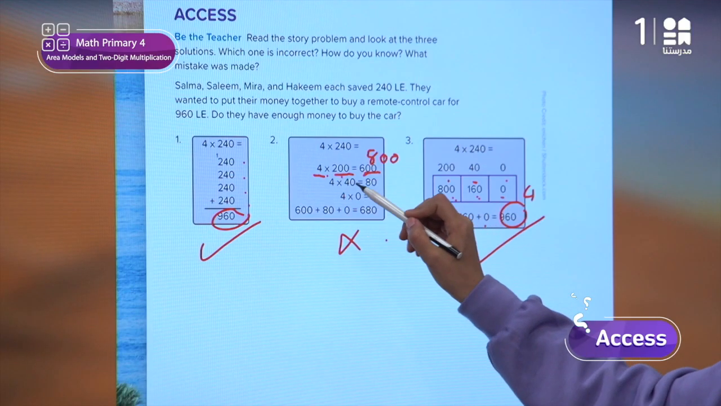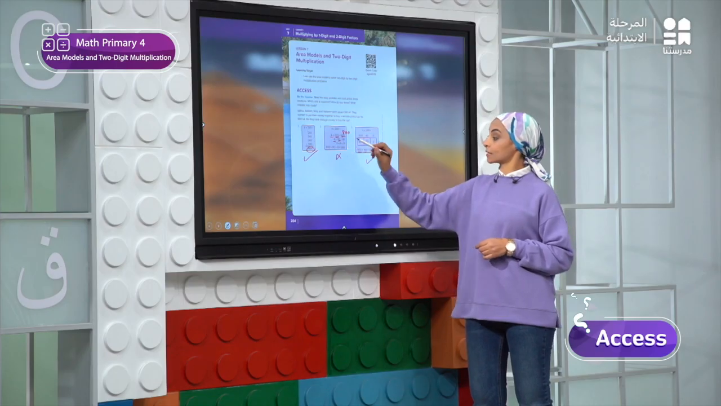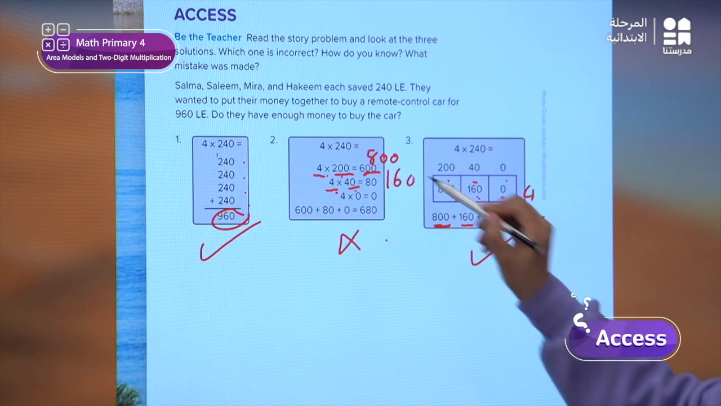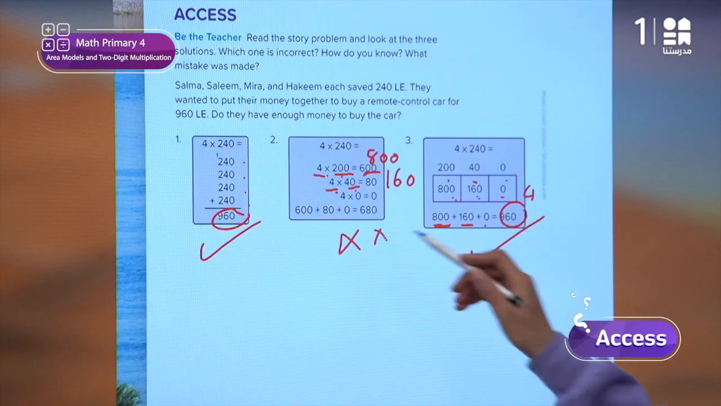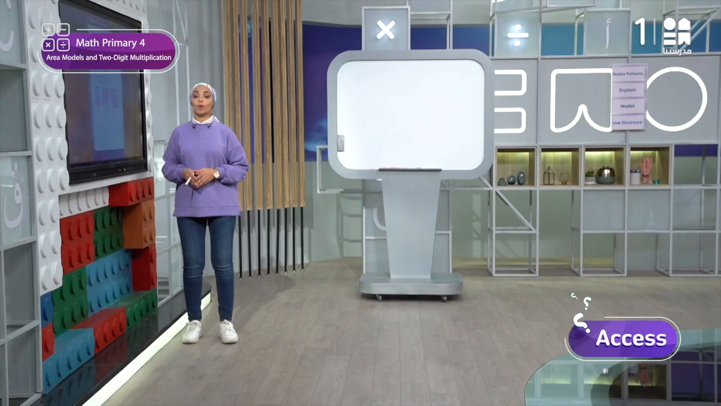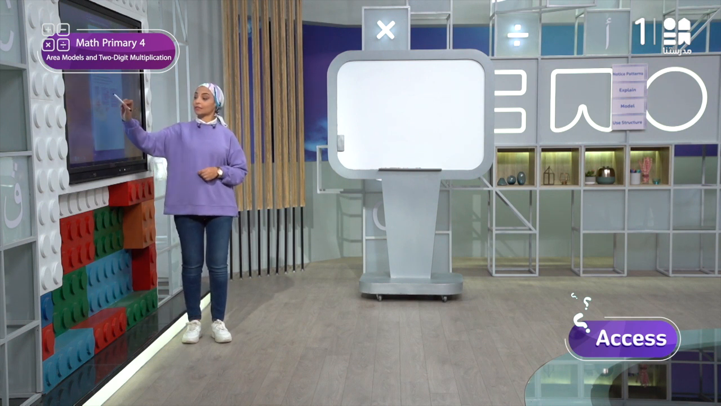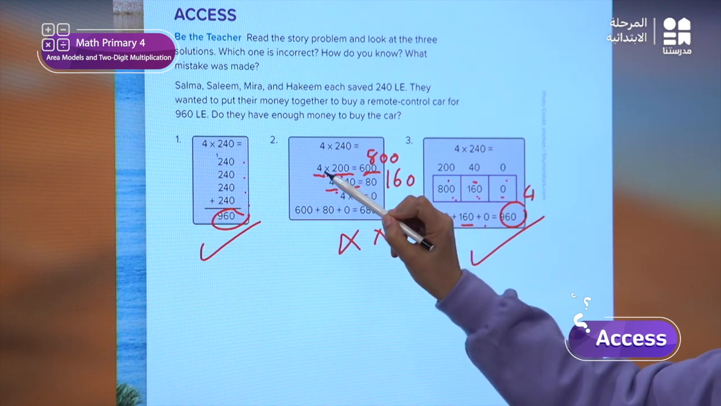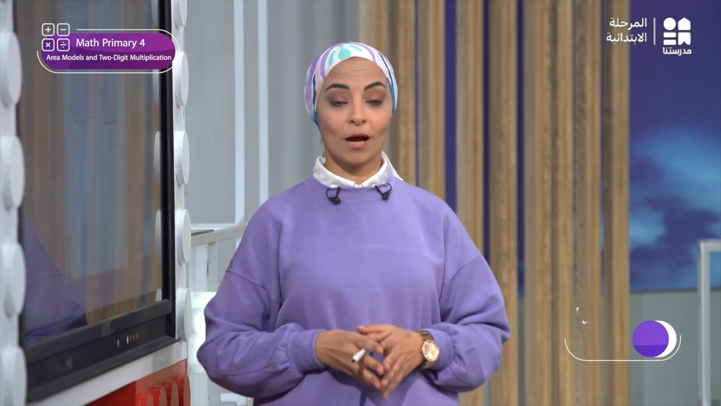And what else did he do? The student wrote that the product of 40 times 4 is 80, which is wrong. 4 times 4 is 16, so the right answer is 160. So when the student added all the products, of course the final answer is incorrect. When answering, this student added non-zero numbers together. Instead of multiplying, he added. He did 4 plus 2 equals 6 and 4 plus 4 equals 8. That is the mistake he made.